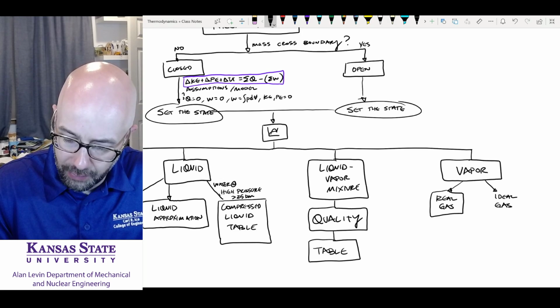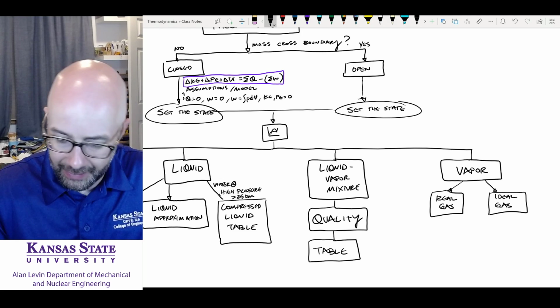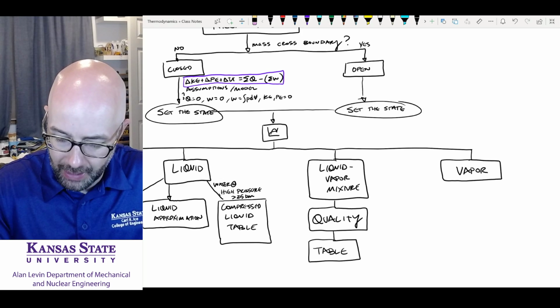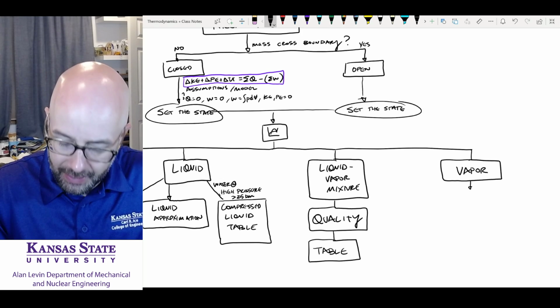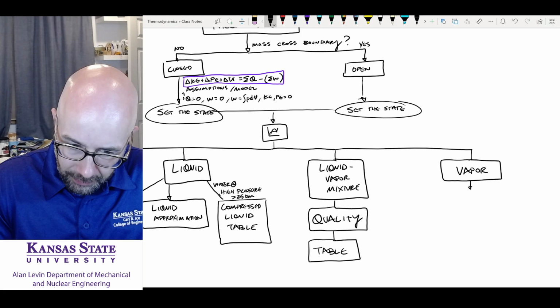And how do we find out if we're a real gas or ideal gas? Well, here we have to check. I should probably put this beforehand. Erase everything I just said. First thing I want to say is generalized compressibility chart.